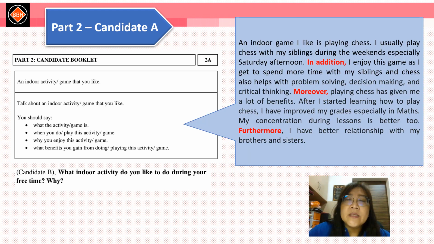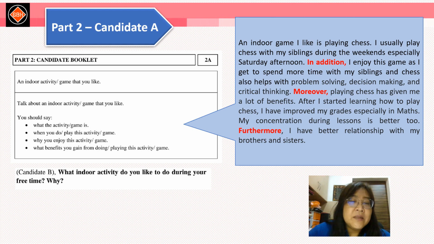For candidate A, you can say, an indoor game that I like is playing chess. I usually play chess with my siblings during weekends, especially Saturday afternoon. In addition, I enjoy this game as I get to spend more time with my siblings, and chess also helps with problem solving, decision making, and critical thinking. Moreover, playing chess has given me a lot of benefits. After I started learning how to play chess, I have improved my grades, especially in maths or mathematics. My concentration during lesson is better too. Furthermore, I have better relationship with my brothers and sisters.